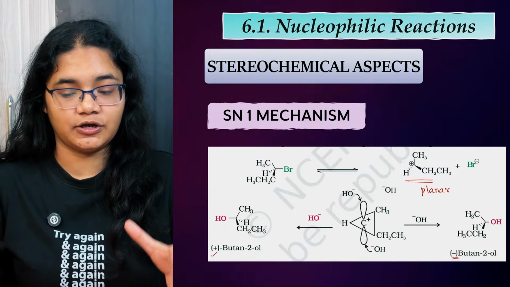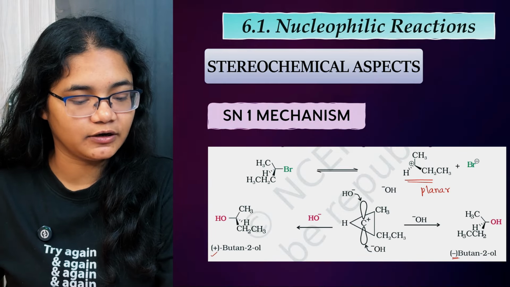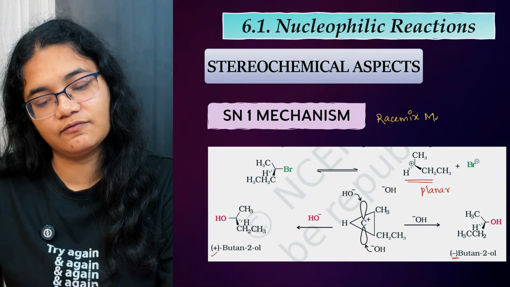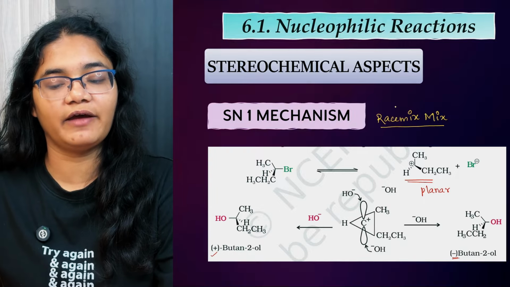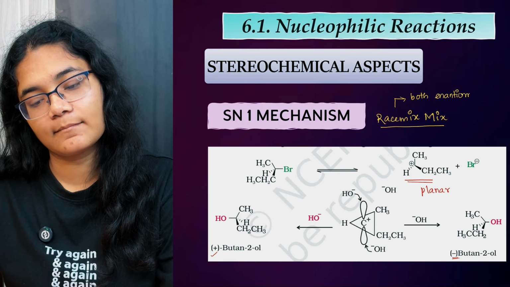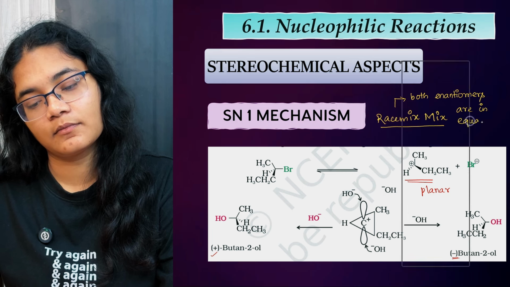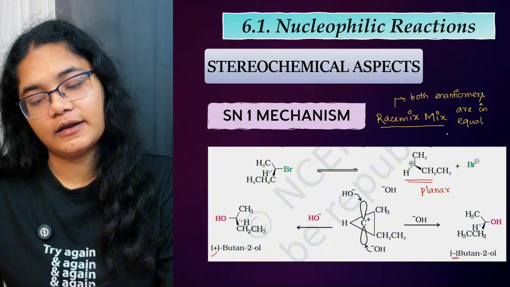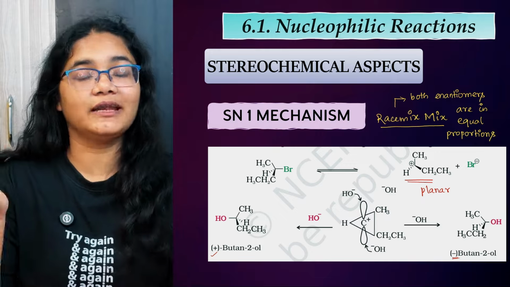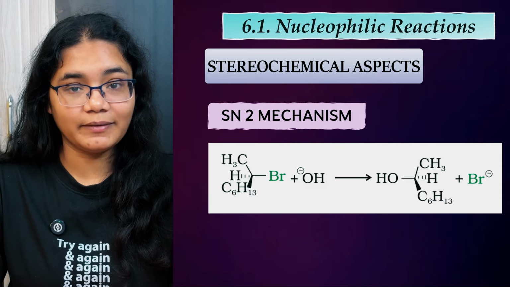Such a mixture where you have both the enantiomers in equal proportion is called what? There is one term for that. Can you tell me what it is? Racemic mixture. So in SN1, what product do we get? A racemic mixture, where both the enantiomers are in equal proportions. Clear?